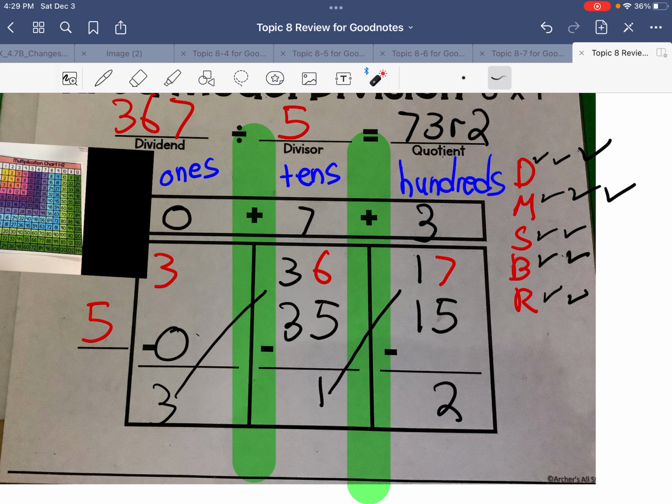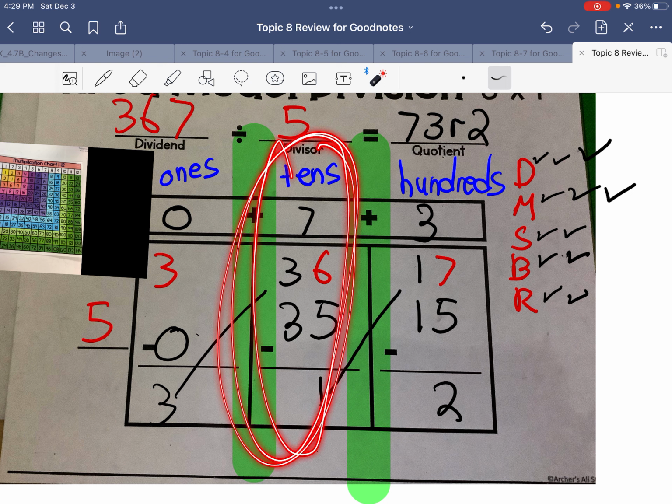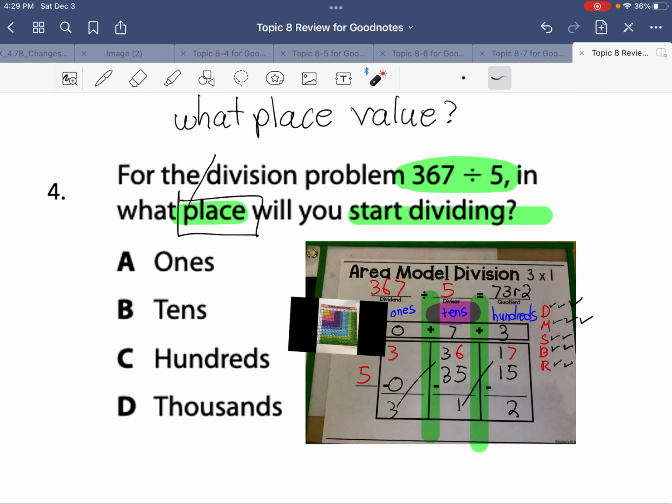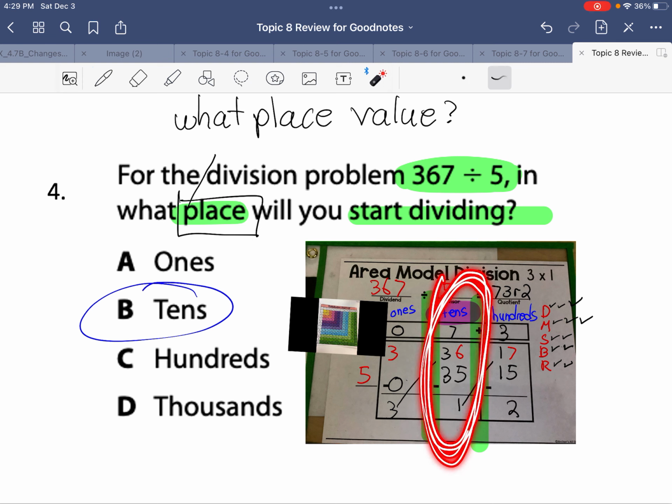Okay. Now, on the first one with the 3, I was not able to divide. If you remember, I put a 0 because 5 could not go into 3. I was able to officially start dividing in this section because I said, okay, 5 can go into 35 7 times. So this section, my 10 section, is when I was able to officially start dividing. Okay, so my answer is going to be B, tens place, because I was able to start dividing in this place value.